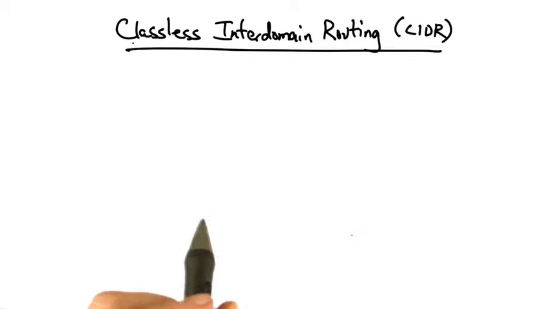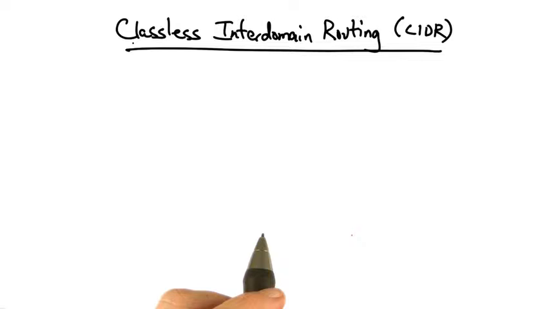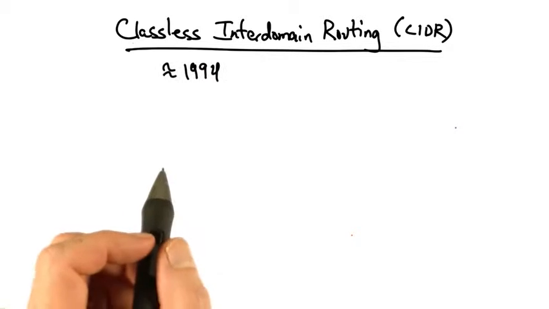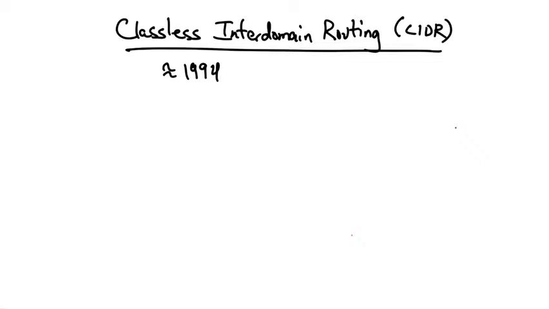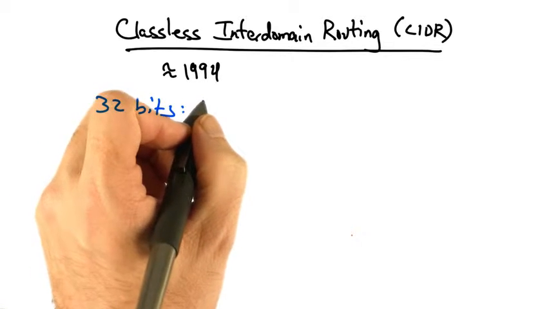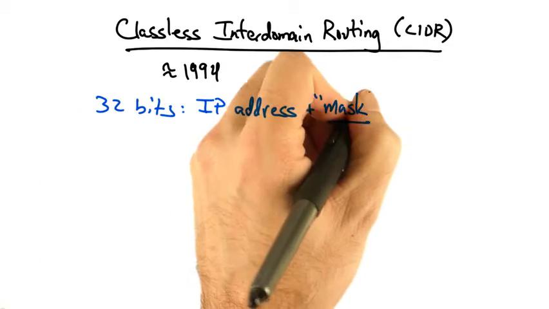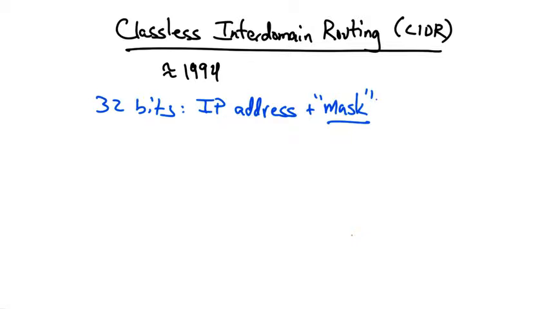The pressure on address space usage spurred the adoption of classless interdomain routing, or CIDR, which was adopted in 1994. The idea is that instead of having fixed network ID and host ID portions of the 32 bits, instead we would simply have an IP address and what is known as a mask, where the mask is variable length and indicates the length of the network ID.